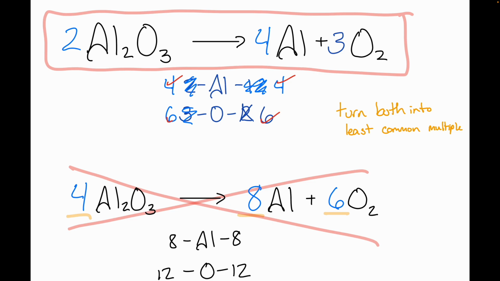So when you get done balancing, one of the double checks you want to do is to just look at your coefficients and make sure that you can't divide them all by 2, for example, right? So again, coefficients cannot have any common factors.